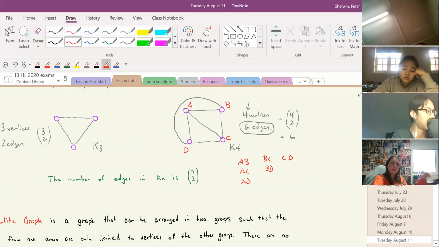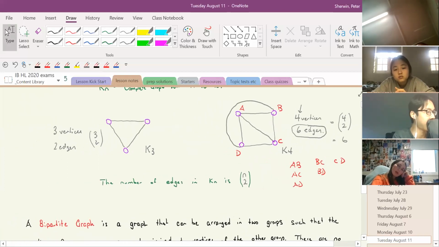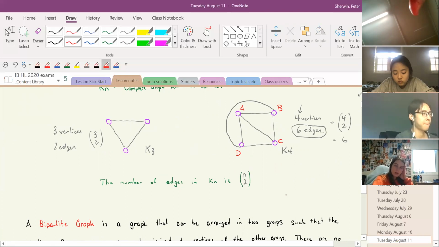So that's why it is 4C2 or 3C2 or nC2, because it's exactly the same as calculating the number of combinations of 2 from n vertices. But why 2? Because we're pairing them up. We're considering the vertices as pairs because they all have to be joined, so each pair has to have an edge. If we know how many pairs there are, we'll know how many edges there are.